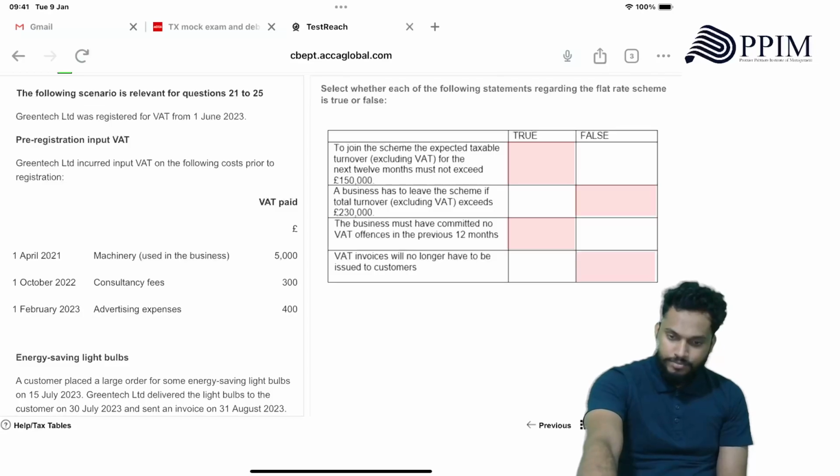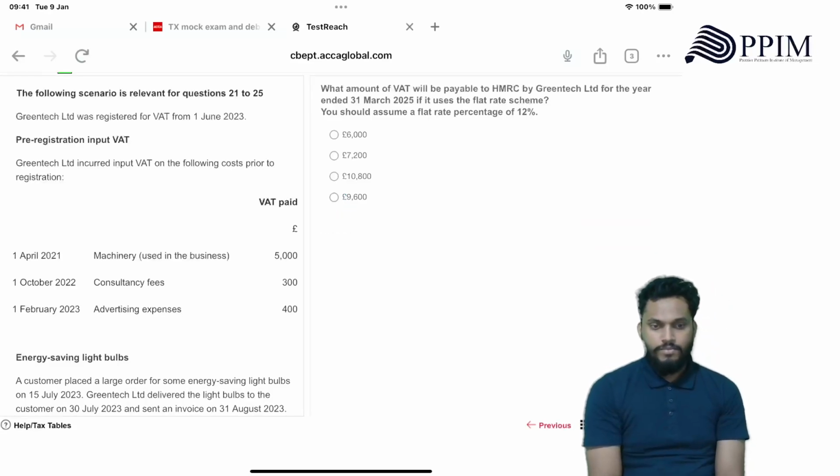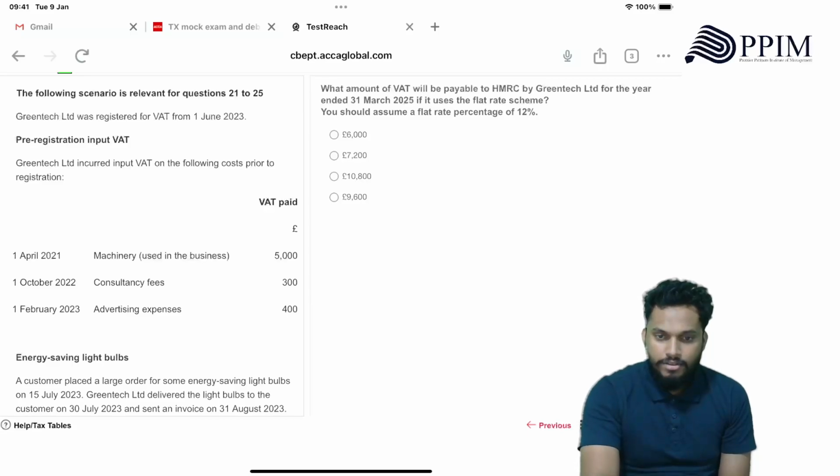Then okay. Now this is a flat percentage. Okay, then you can calculate it.